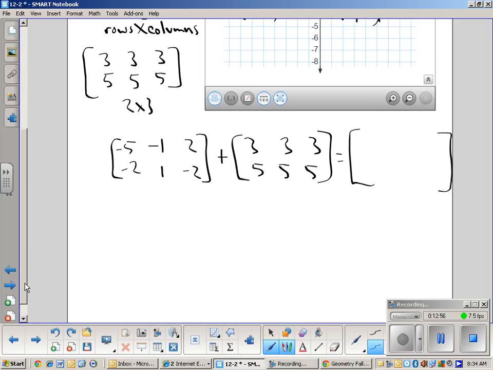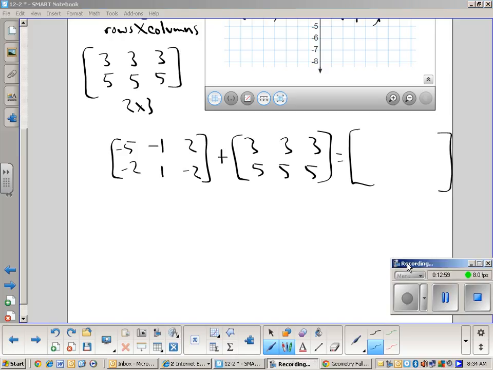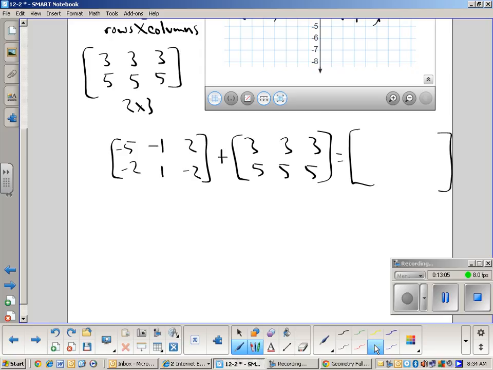So what we do to add is we take all the elements that are in the same location. So this is in row 1, column 1. So I add that to this row 1, column 1. I get -5 plus 3 is what? -2. Then I do the same thing with the next one. Row 1, column 2 with row 1, column 2. What do I get? -1 plus 3 is 2.